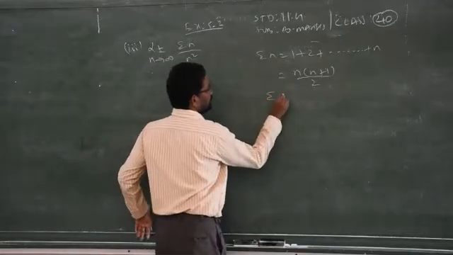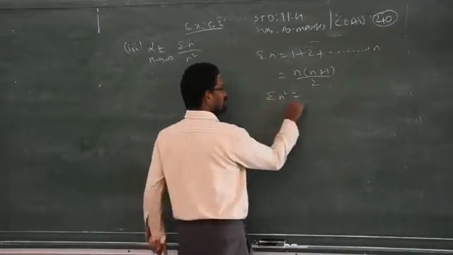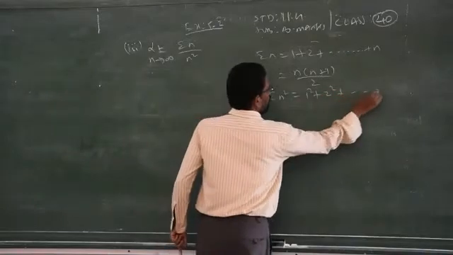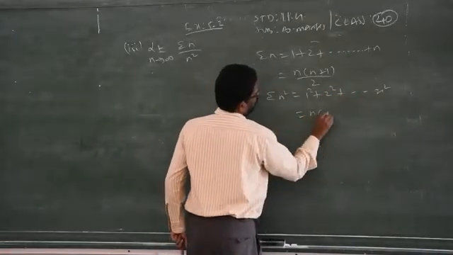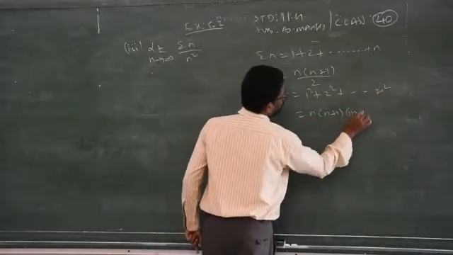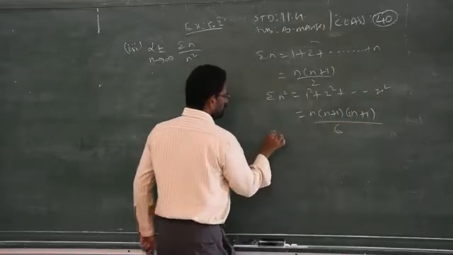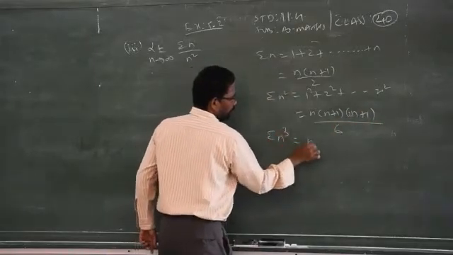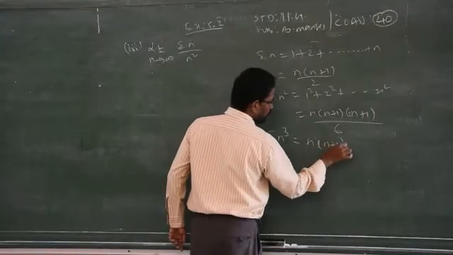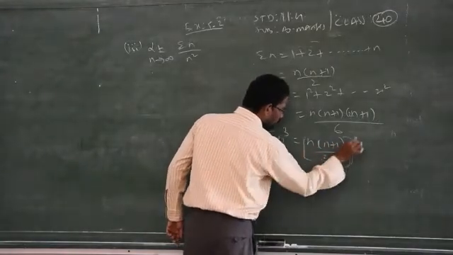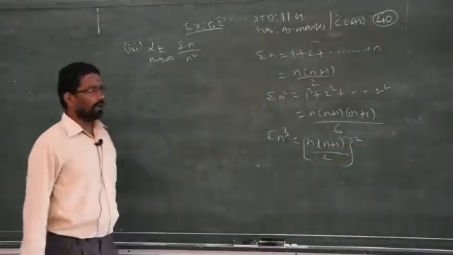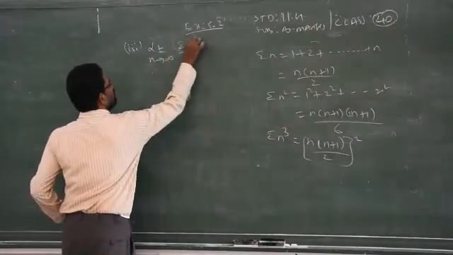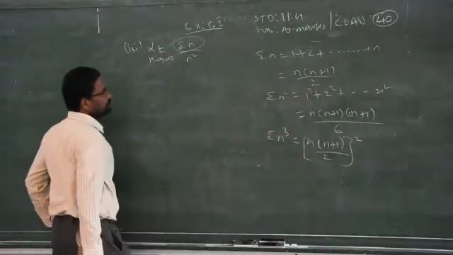Sometimes you may have summation n square. What is the meaning of summation n square? Up to n square. What is the formula? n into n plus 1 into 2n plus 1 by 6. In the same way, summation n cube is n into n plus 1 by 2, the whole square. So you have to memorize these. So I am just replacing the summation by n into n plus 1 by 2.